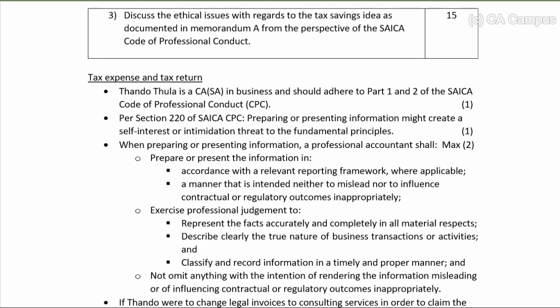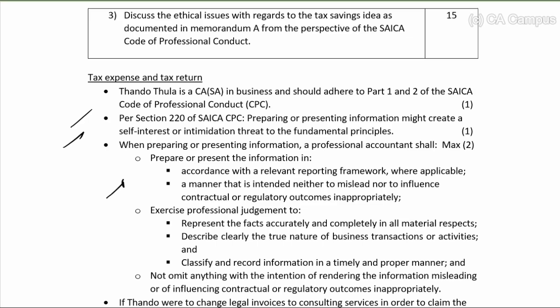Guys, in terms of the solution here, it's set out a little bit different from usual. This came out of an RTC solution. So this is how they would give you marks in terms of RTC. So there are a little bit more marks for actually explaining the types of threats. Okay, so you can see first showing that there is a CA, so they have to deal with part 2 in business. And we've got self-interest or intimidation threat to the fundamental principles because of the presentation and preparing of information.